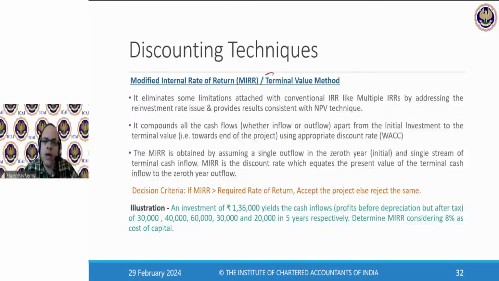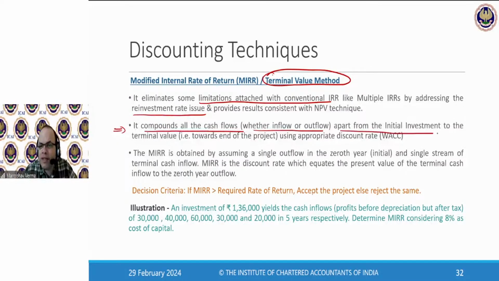Now, this is also called the terminal value method. That means there is a limitation attached with the conventional IRR, which is the assumption of the reinvestment rate issue, where you could have multiple cash outflows and you may have more than one IRR. So what you will do now is, rather than discounting, you will compound all the cash flows, whether inflow or outflow, apart from the initial investment, to the terminal value towards the end of the project using the discounting rate.